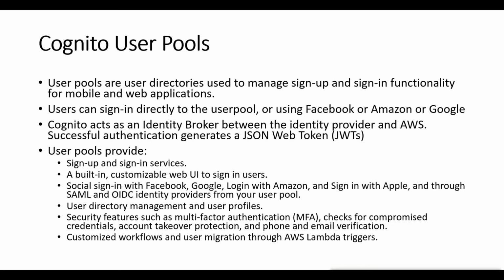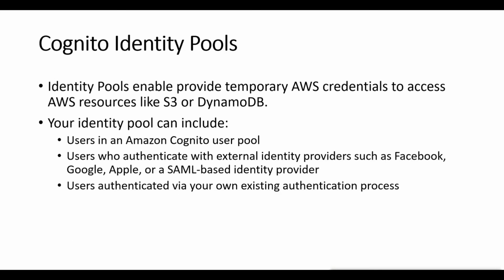And user pools provide these features: sign up and sign in services, a built-in customizable web UI to sign in users, social sign in with Facebook, Google, Login with Amazon, and Sign in with Apple, and through SAML and OIDC identity providers from your user pool, user directory management and user profiles, security features such as multi-factor authentication, which is also known as MFA, checks for compromised credentials, account takeover protection, and phone and email verification, customized workflows and user migration through AWS Lambda triggers.